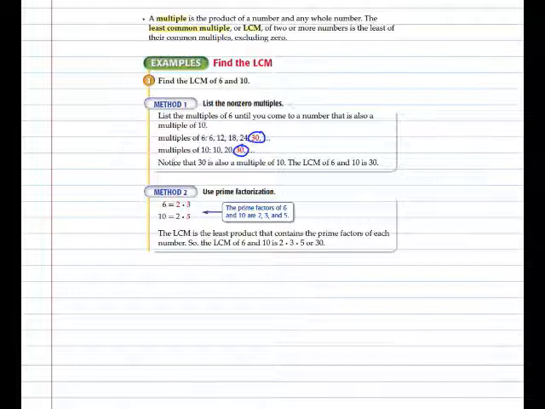We could also use prime factorization. The least common multiple is the least product that contains the prime factors of each number. So the LCM of 6 and 10 is 2 times 3 times 5. Notice it doesn't contain all the 2's. It's all the prime factors of each number, the most times they occur. We'll show you more examples of that.